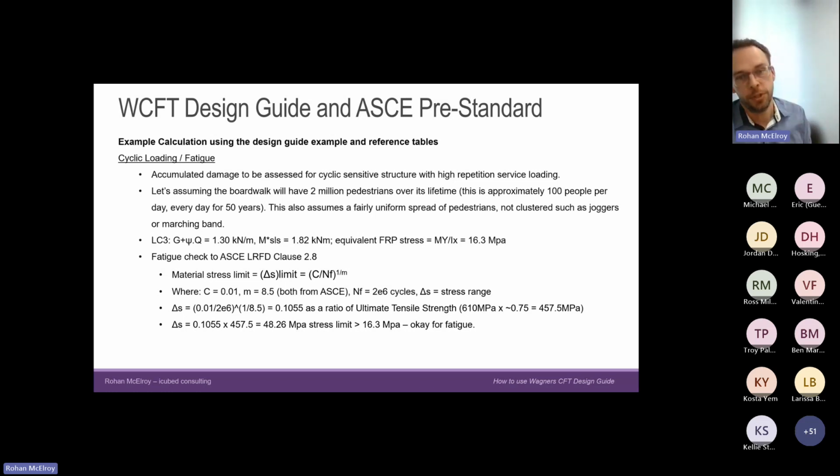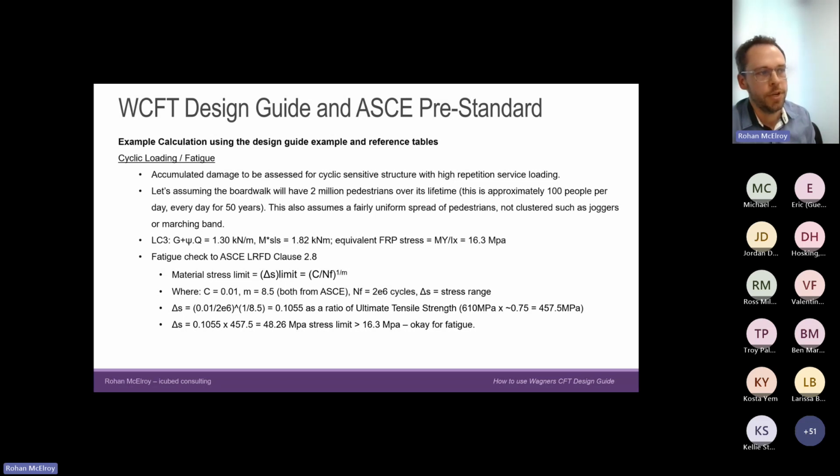And we've just used typical engineering principles to convert that to an extreme fibre tension stress of 16.3 MPa. What we're doing now is going to the fatigue check in the ASCE guide, clause 2.8. So this formula here, I haven't made that up. That's just directly pulled from the ASCE manual. The C factor and M factor in this equation are both pulled from the same manual. N is the number of cycles, which we have worked out.